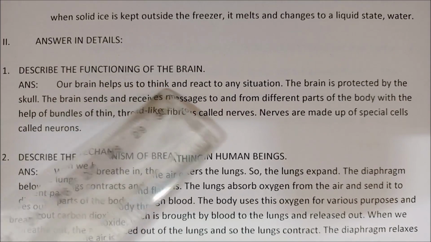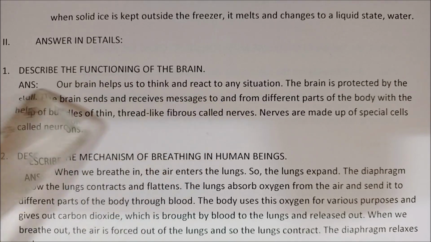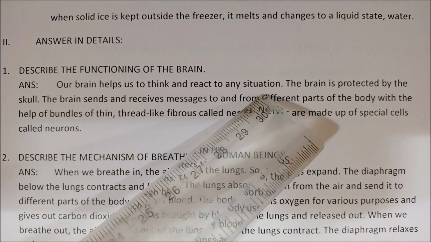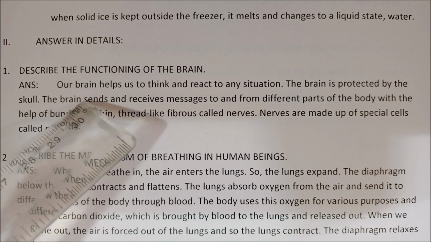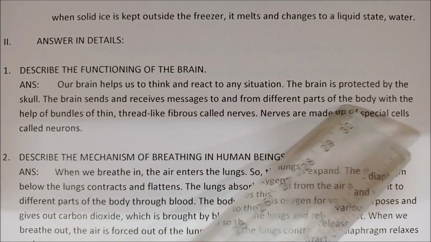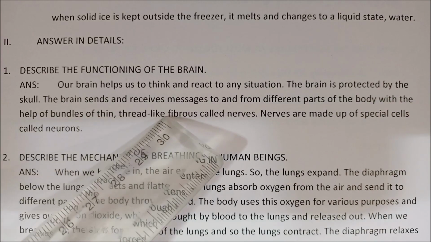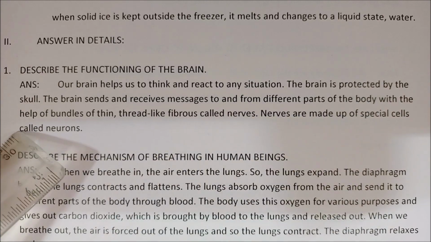Describe the functioning of the brain. Our brain helps us to think and react to many situations. The brain is protected by the skull. The brain sends and receives messages to and from different parts of the body with the help of bundles of thin thread-like fibers called nerves. Nerves are made up of special cells called neurons.